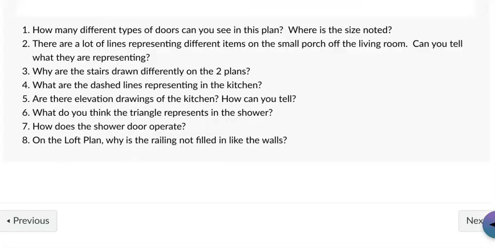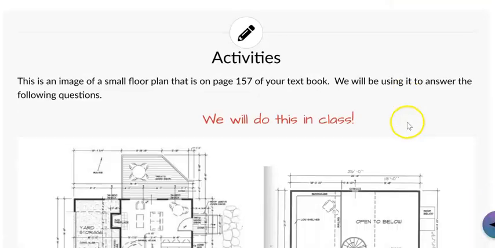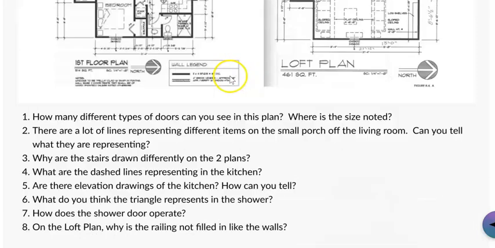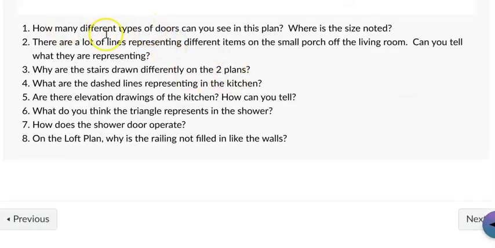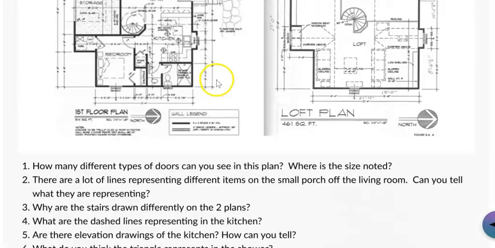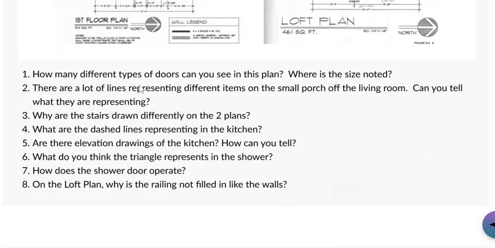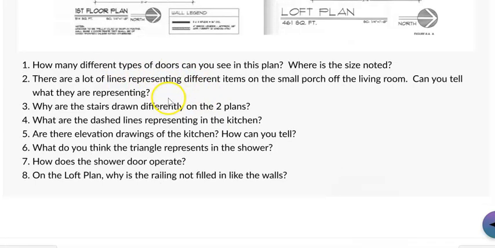I want to talk to you about the assignments you'll do. This one, you're going to read page 157 in your textbook. It has these two examples. And watching the PowerPoint, you're going to try and answer these questions. How many different types of doors do you see in this plan? Read it from these two plans, which are in the book, and see what answers you come up with. Remember, answers can vary because it just depends on what our eyes see, but we want to have at least a ballpark figure of how many doors we can see.